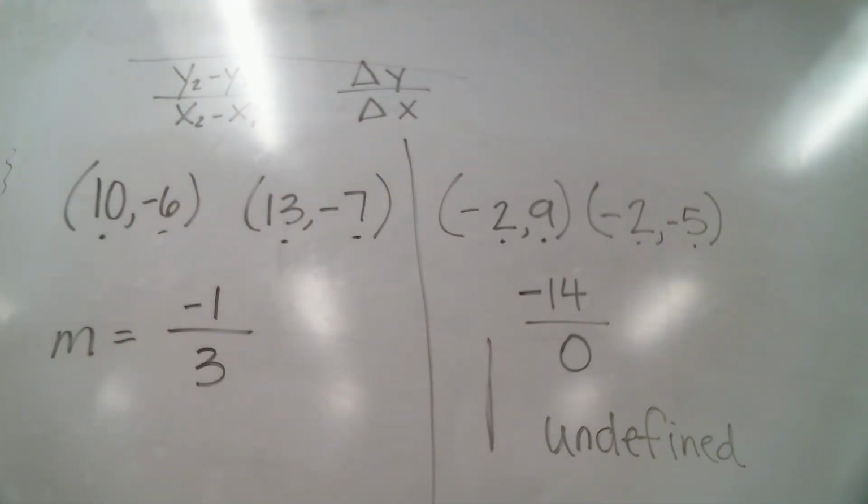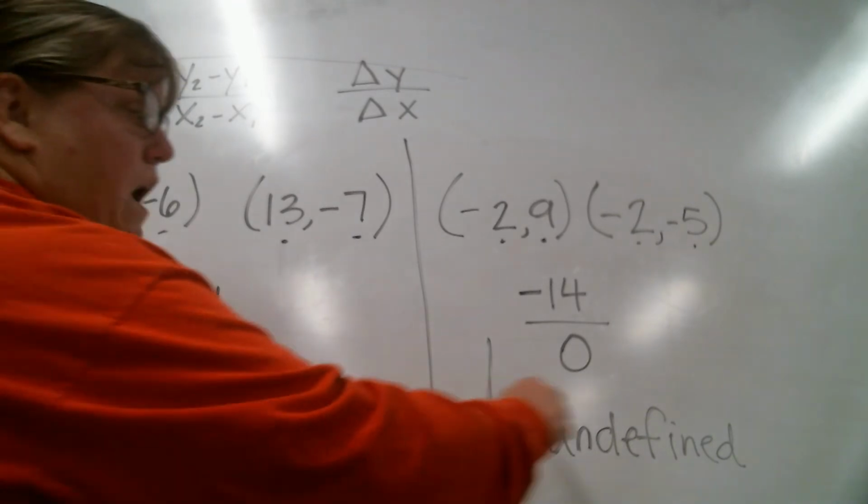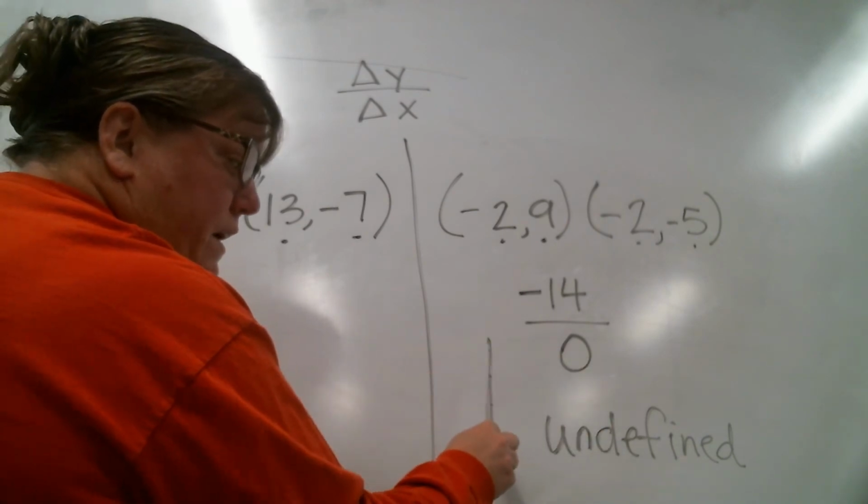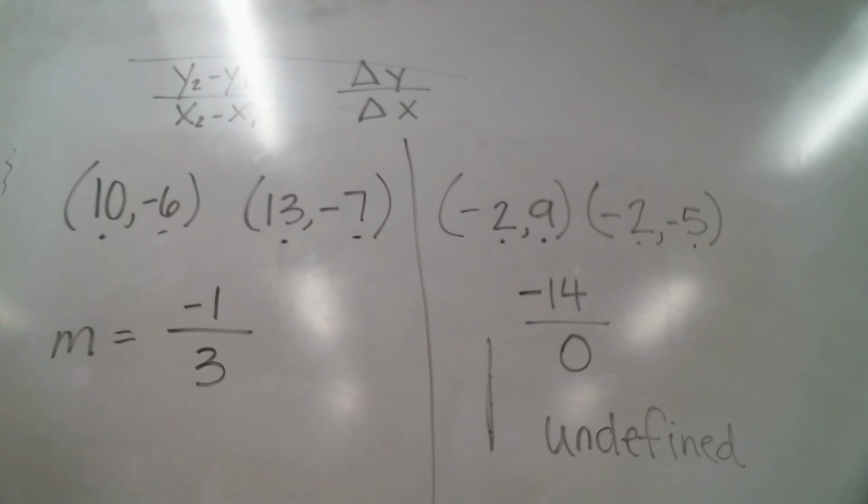Okay, so if you get a 0 in the denominator, it makes an undefined line. You can't divide by 0, so you're going to have a line that goes up and down. It's not moving along the x. There's no change in x. X is always staying the same. That's what that means. Okay?